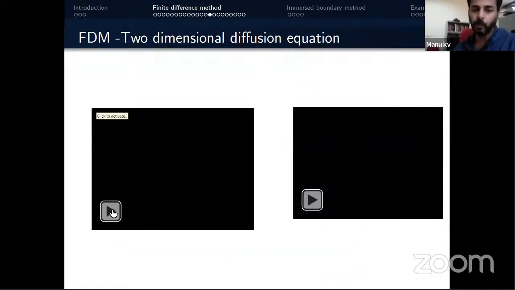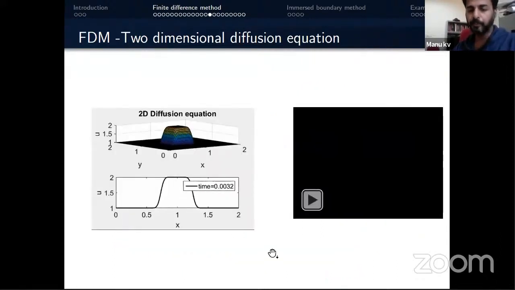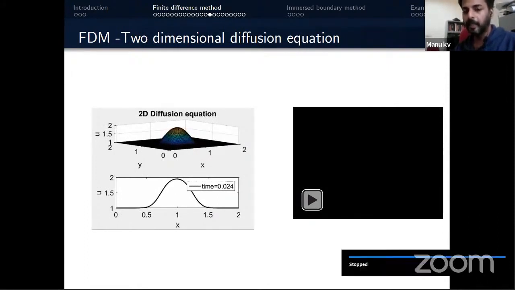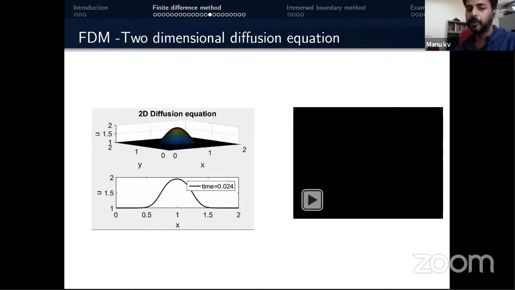Let's look at the solutions. This is for low values of rx plus ry. We are getting a stable solution, and diffusion is visible. We started with a sharp variation, and because of the diffusion, it is propagating in all directions. You can see the three-dimensional view, and this is the two-dimensional view.